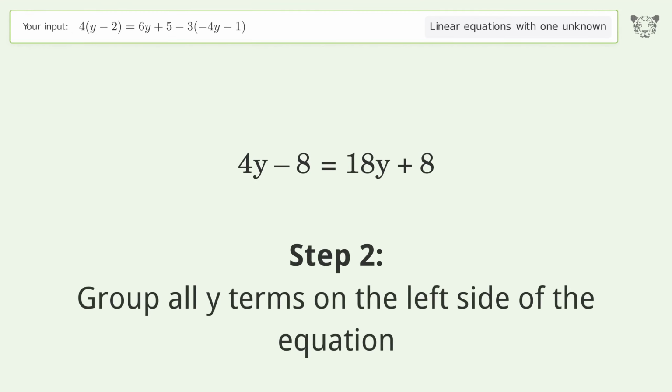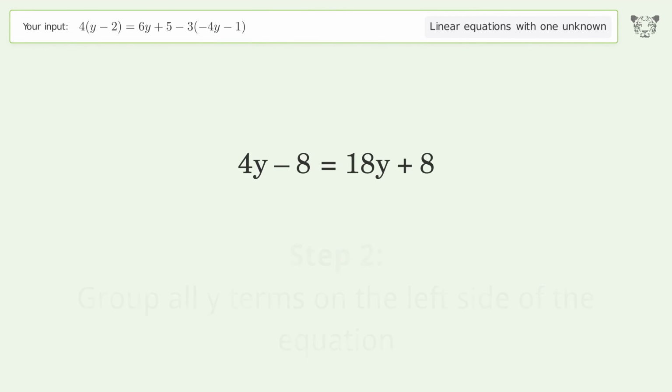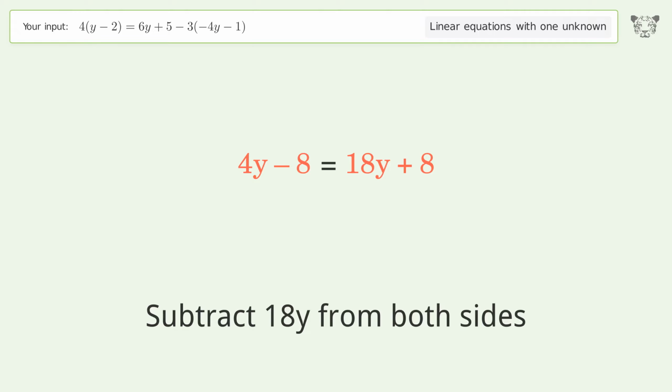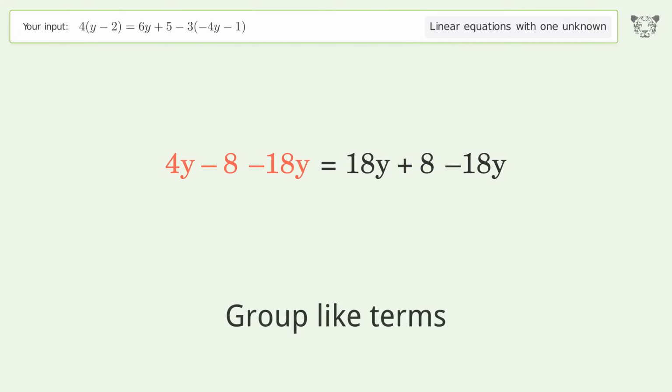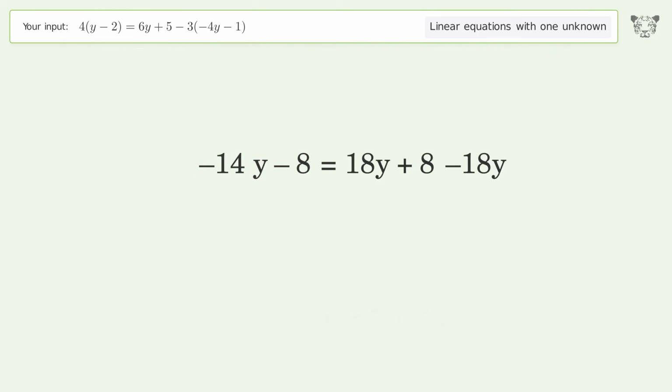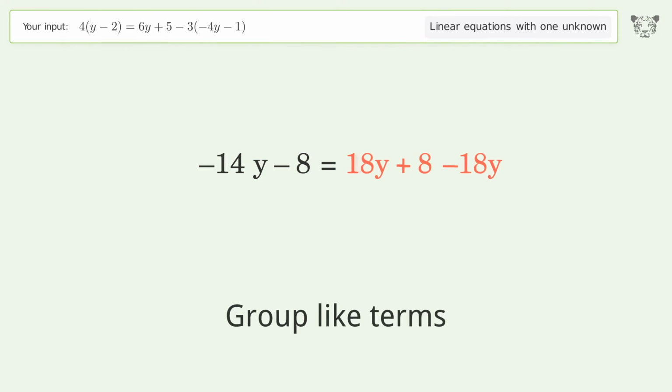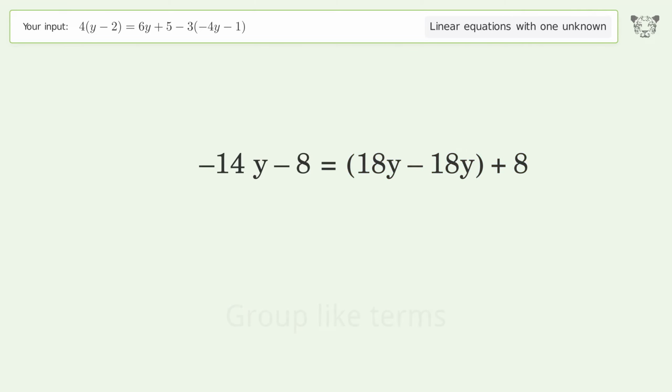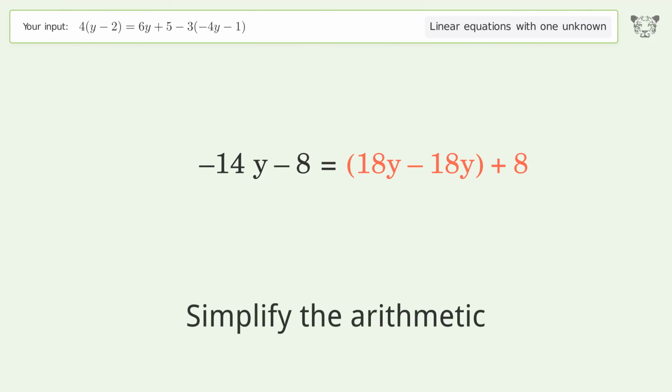Group all y terms on the left side of the equation. Subtract 18y from both sides. Group like terms. Simplify the arithmetic. Group like terms. Simplify the arithmetic.